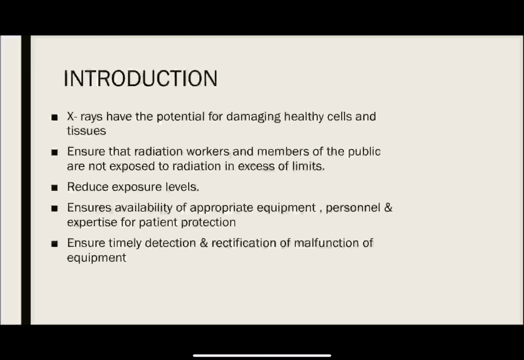So we all know that ionizing radiation can damage cells, and it can have various biological effects, of which we have two types, that is stochastic effect and deterministic effect. In order to limit these kinds of biological effects of radiation, we have to ensure that all occupational workers and the public are not exposed to radiation in excess of limits.